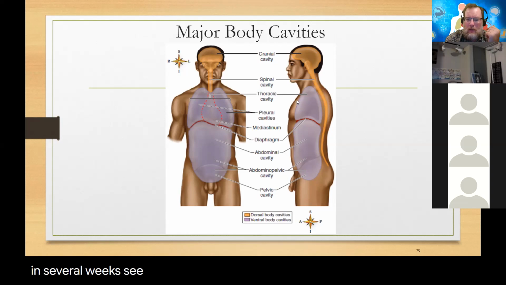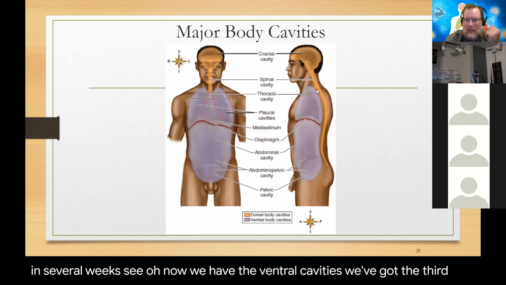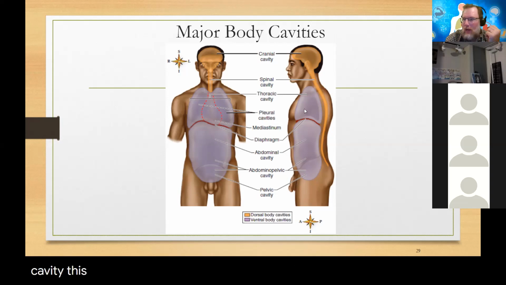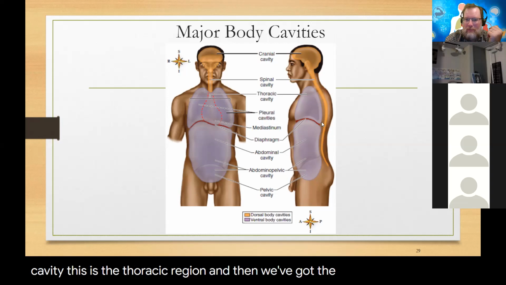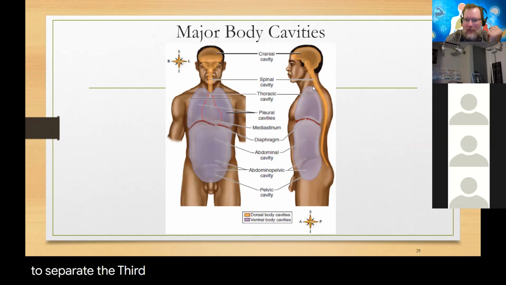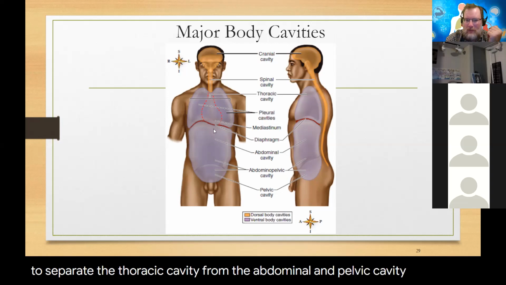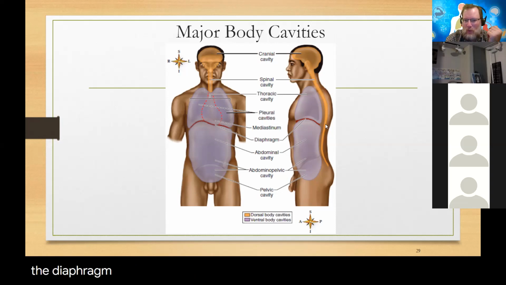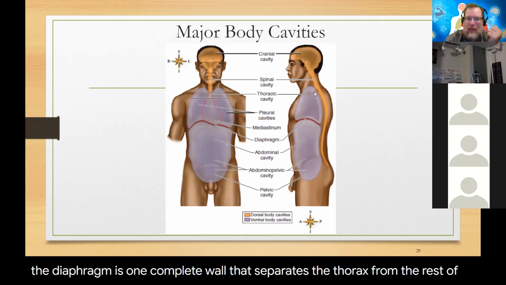Let's see. Oh, and then we have the ventral cavities. We've got the thoracic cavity. This is the thoracic region. And then we've got the diaphragm that's going to separate the thoracic cavity from the abdominal and pelvic cavities. Notice the diaphragm is one complete wall that separates the thorax from the rest of the abdomen.